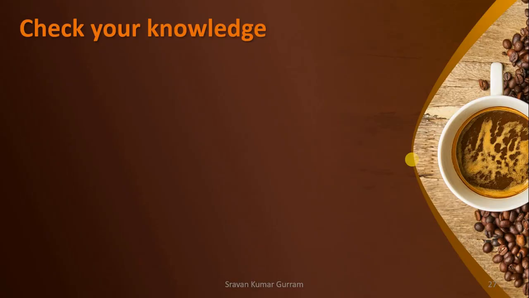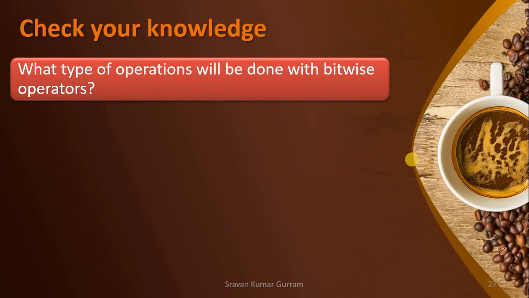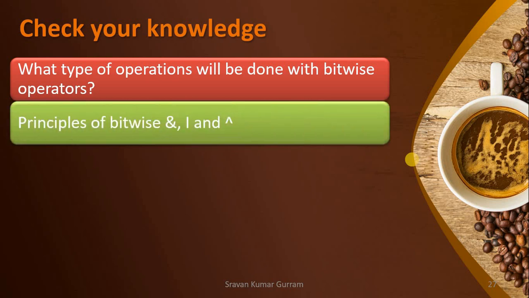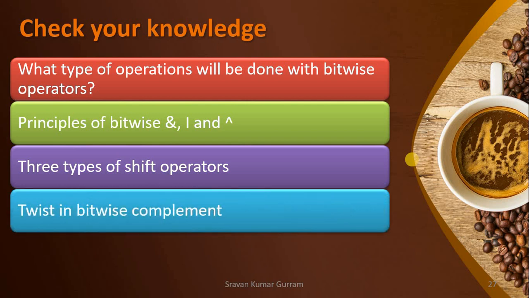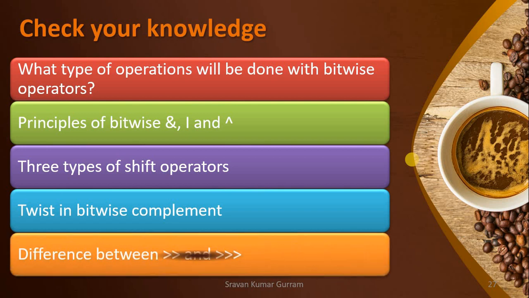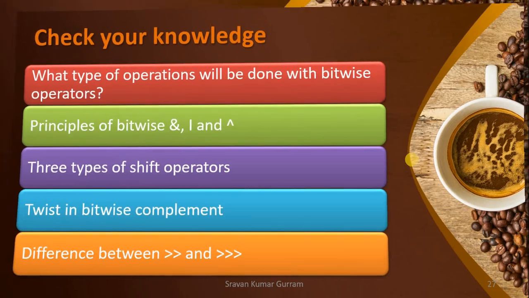Check your knowledge of what you learned from this video. What types of operations are done with bitwise operators? Principles of bitwise AND, OR and exclusive OR. The 3 types of shift operators we covered: left shift, right shift, and unsigned right shift. Twist in the bitwise complement. Difference between right shift and unsigned right shift operators.